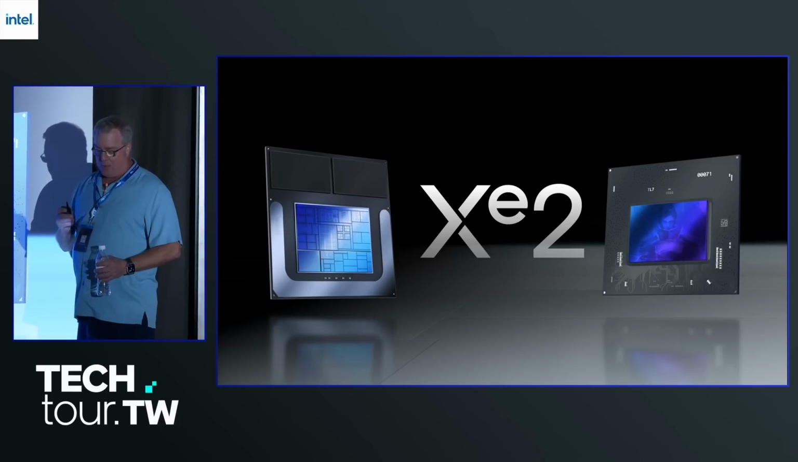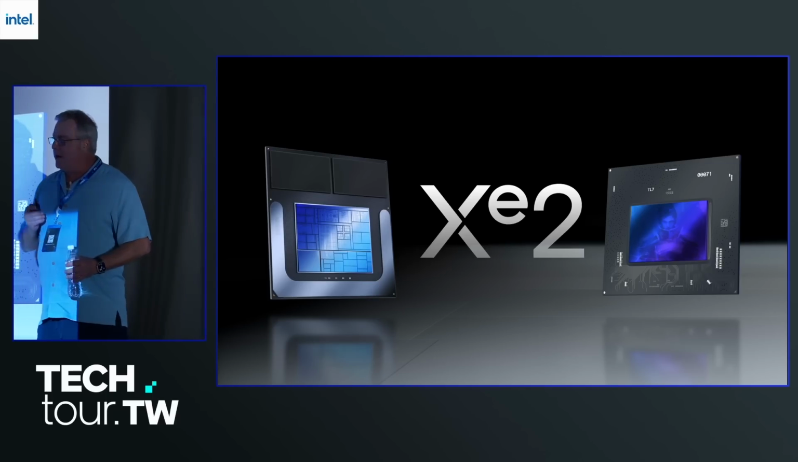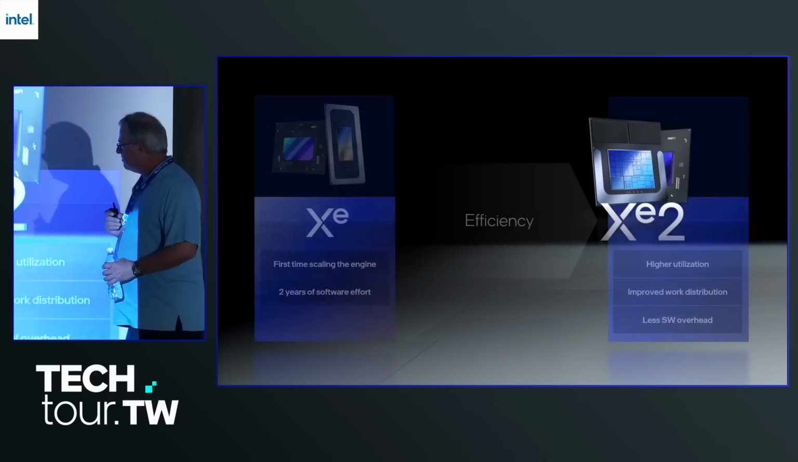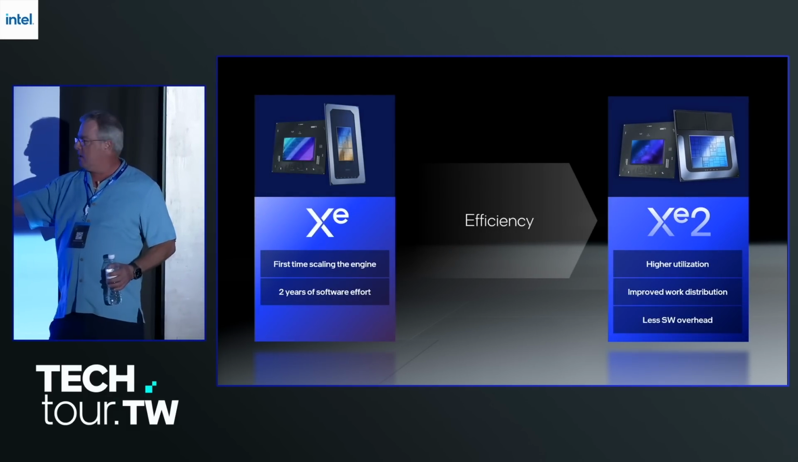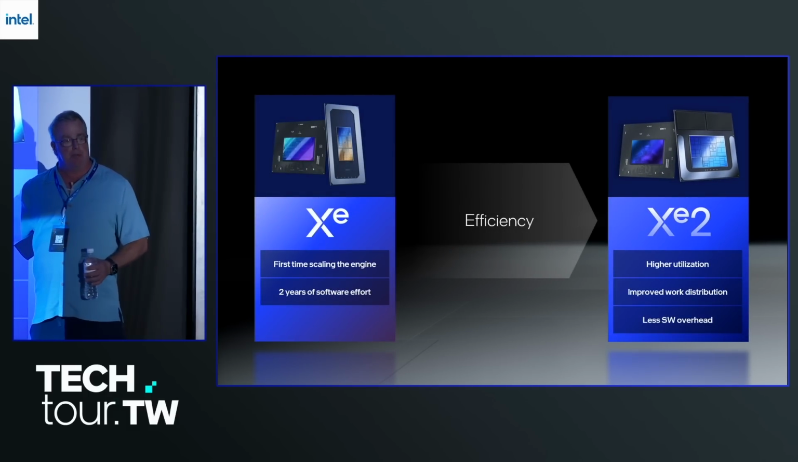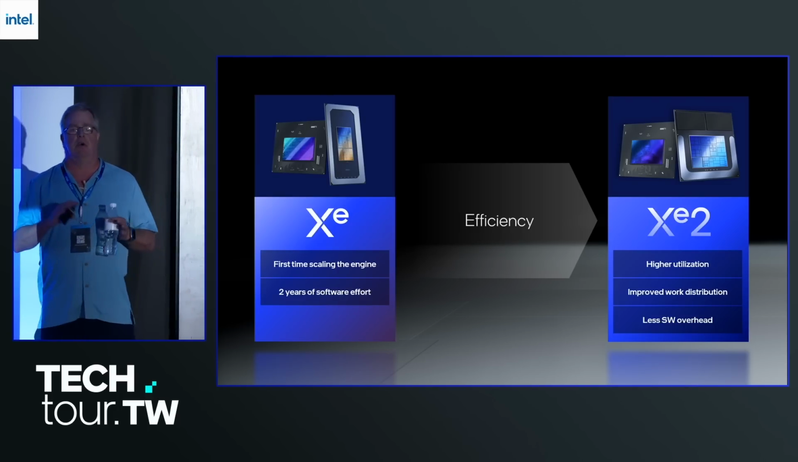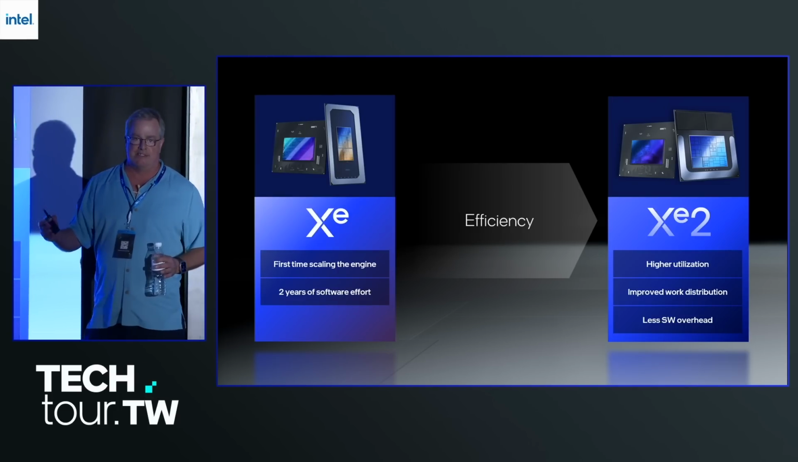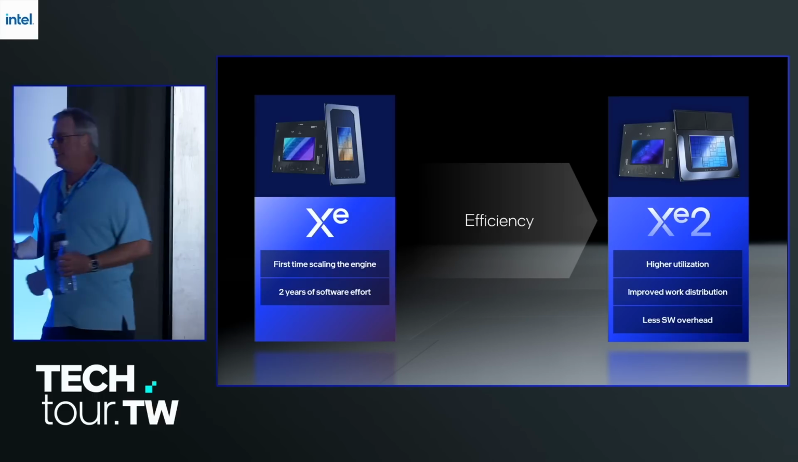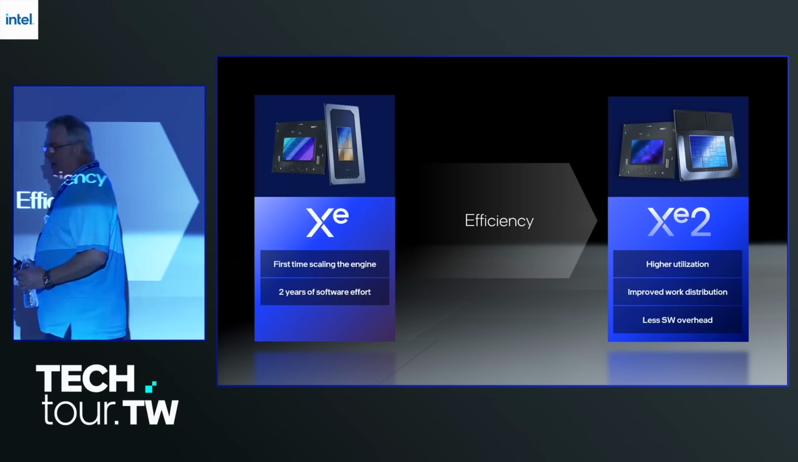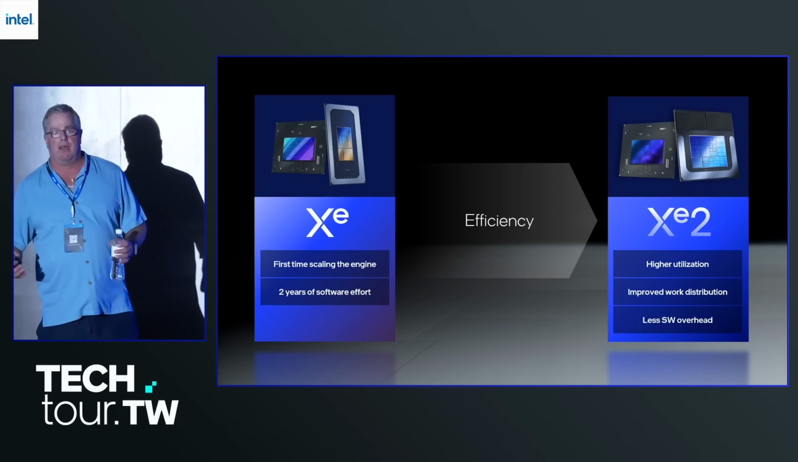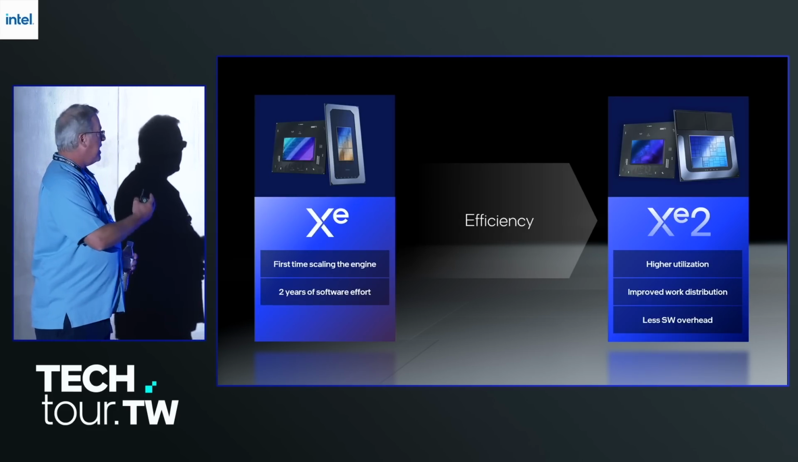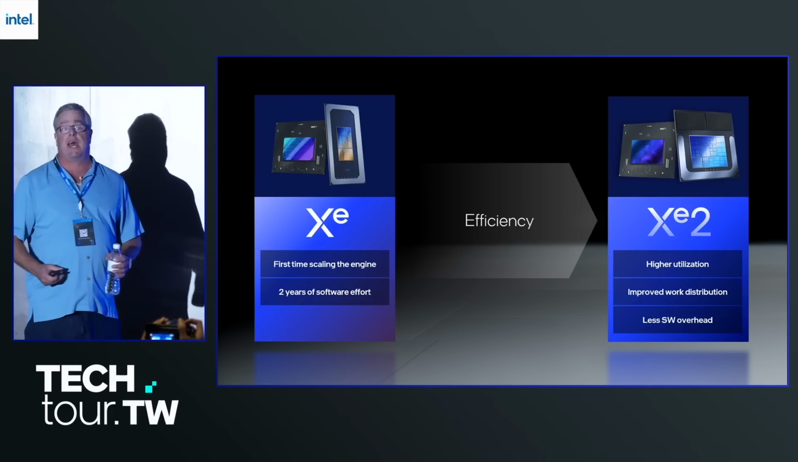So to start with, let's talk a little bit about what is Xe2. Well, to begin with, it's an evolution, right? We started with Xe. It was our first time doing a discrete GPU family. And we have uncovered, as many of you in the audience know, a lot of stuff. I mean, it's been a journey. And we've learned a lot about CPU limitations, about shader compiling, about DX9. And all of that effort has gone forward into Xe2.